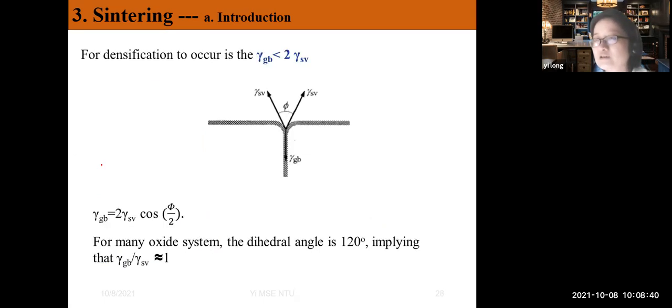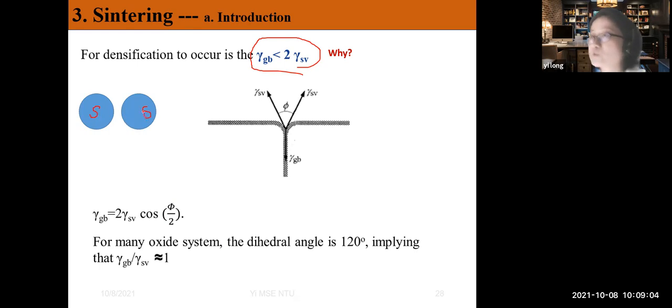Okay, so let's continue. For densification to occur, you have to make sure of this condition. This is a condition: gamma GB and gamma SV. So how do these gamma GB and gamma SV arise? Basically you can imagine why. I'll give you an answer here. For example, you have 2 particles, and both particles are solid, correct?